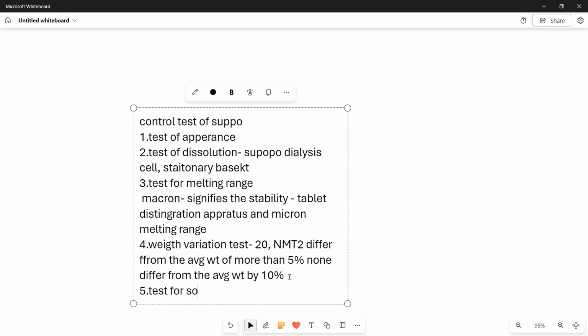Test for the softening time. It is basically the test in which we determine the time taken for the glass rod to go through the suppositories and reach the constriction, known as softening time or liquefaction time.